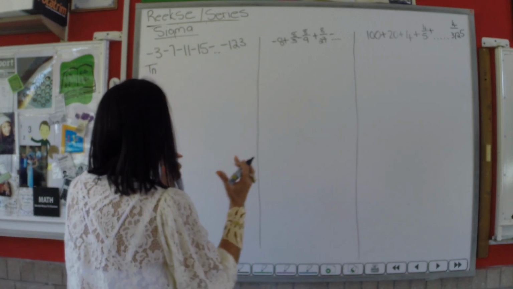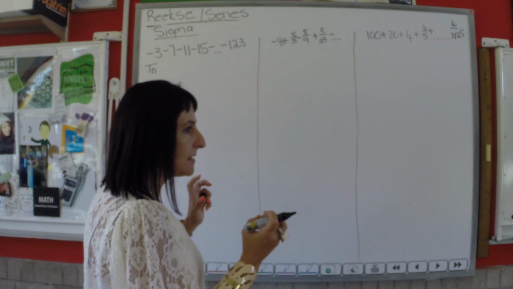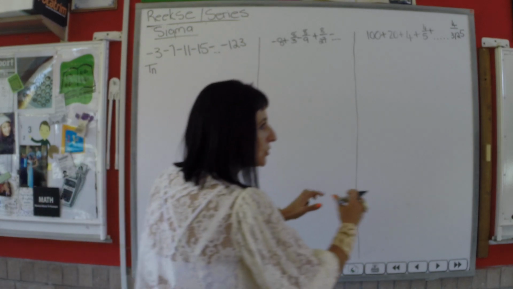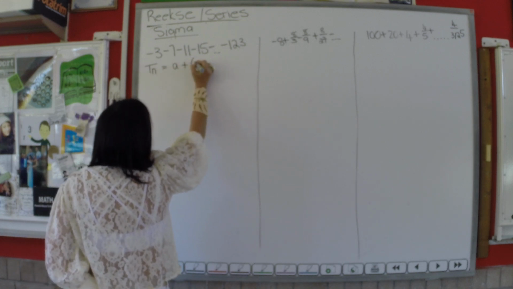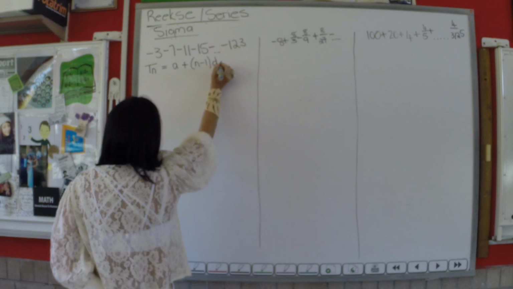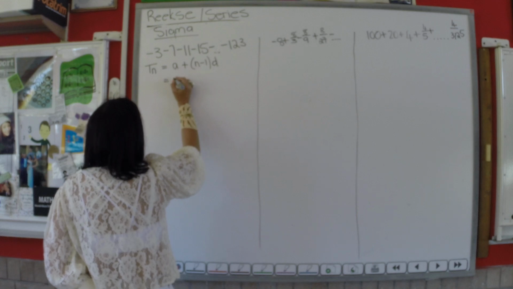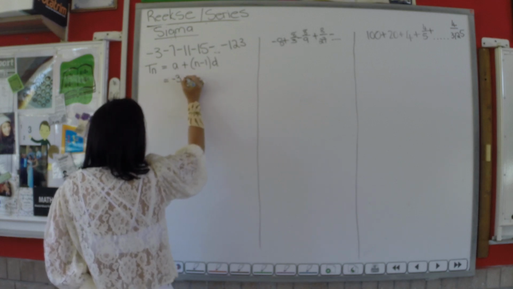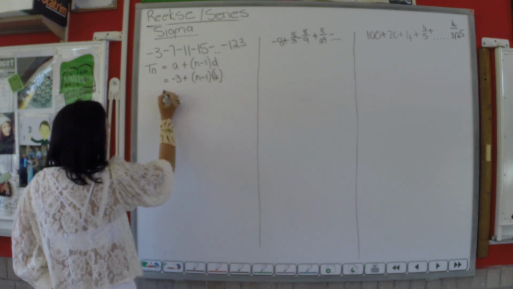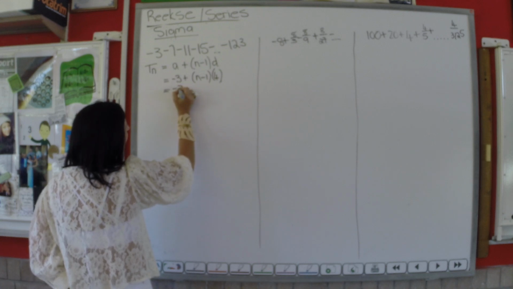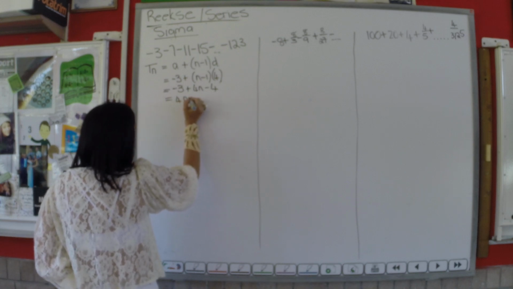I need the body next to the sigma sign, and that I get out of Tn, not Sn, because Tn creates term 1, term 2, term 3. So Tn will be a plus (n minus 1)d. I've got the first term, I don't need n yet, and I've got 4, the constant difference. So the Tn formula is going to be minus 3 plus 4n minus 4. So this one's going to be 4n minus 7.